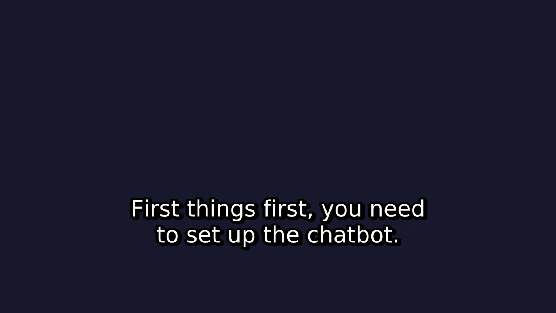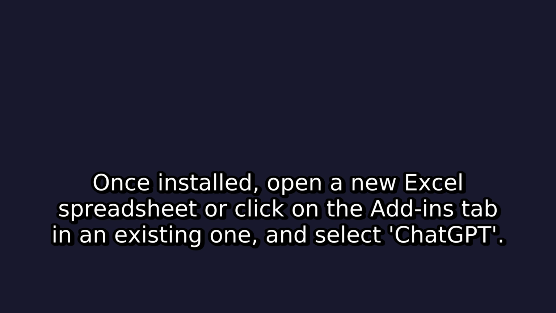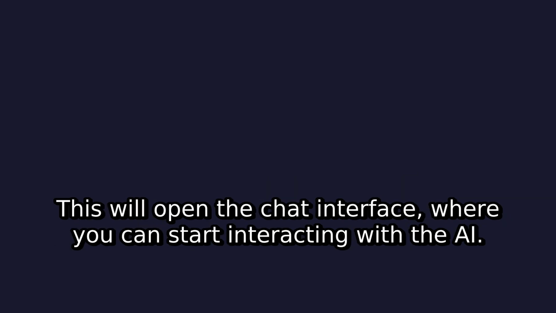level of productivity. First things first, you need to set up the chatbot. If you haven't already, download the ChatGPT Excel add-in from the Microsoft Store. Once installed, open a new Excel spreadsheet or click on the Add-ins tab in an existing one and select ChatGPT. This will open the chat interface, where you can start interacting with the AI.